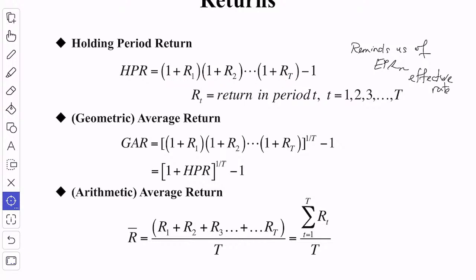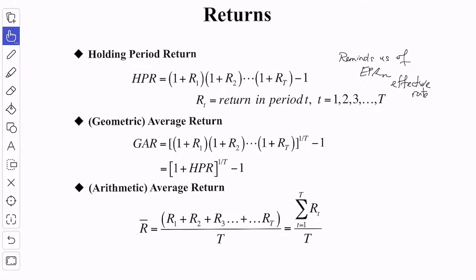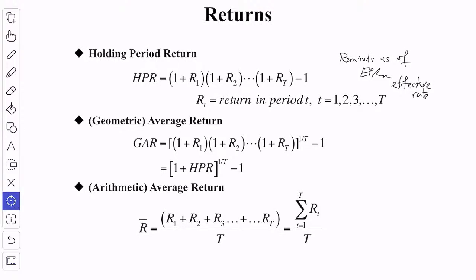Now, what if I want to know on average over that period, what was my return? Well, these have been multiplied to get this holding period return. So I can't just average them. I have to do the opposite of multiplication, and that's exponent. So this really looks like the effective rate calculations now. But remembering that these are all possibly different. And then minus 1. So this is called the geometric average return.